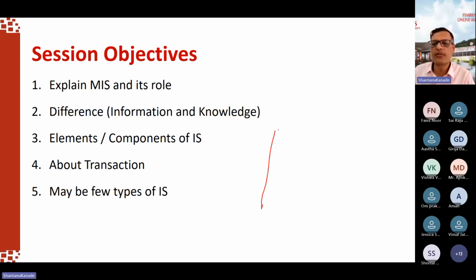Now, suppose this is an organization. This organization is divided into three vertical components. This is strategic level. This is tactical level. And this is operational level where actual operations take place. Now what happens generally at the operational level, we collect data.